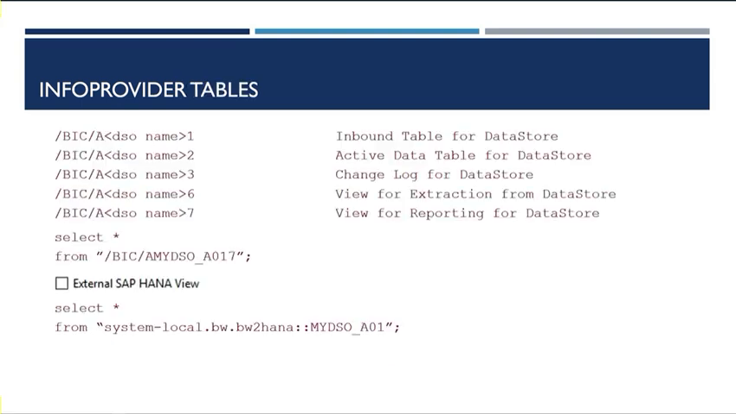When an ADSO is created, several underlying tables are created and the tables vary according to the template. For the planning-enabled ADSO, the following tables will be created. Since the ADSO is a flat structure, we can select directly from the table in SQL or ABAP when we write our AMDPs. But which table? The best table to select is the 7 table or view for reporting for data store. For example, we can write the following SQL.